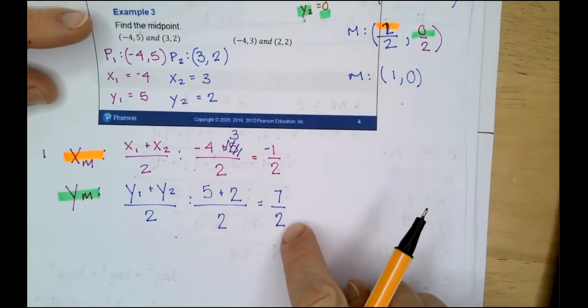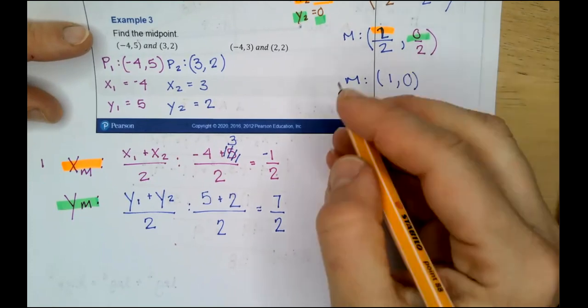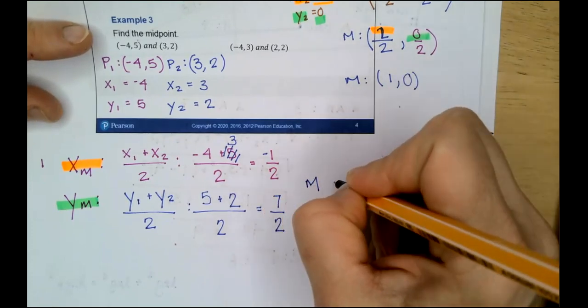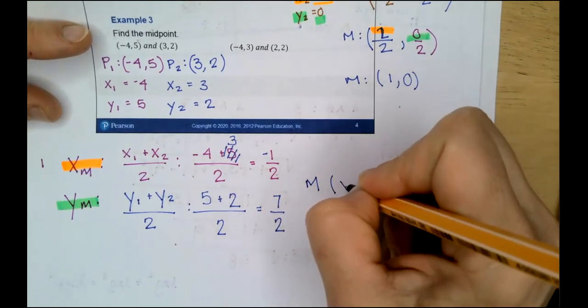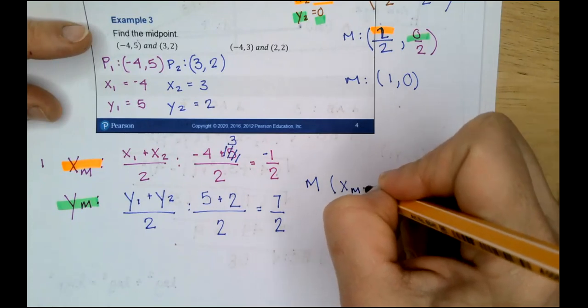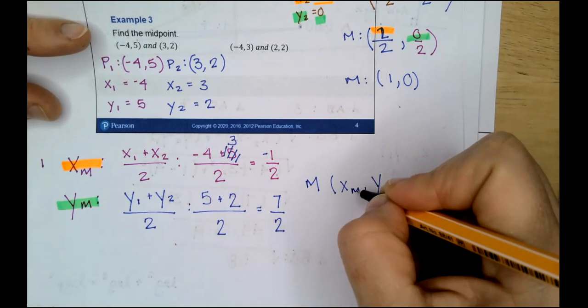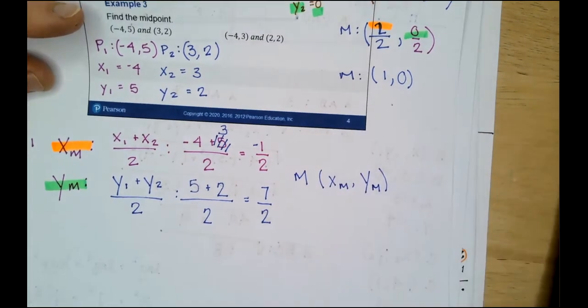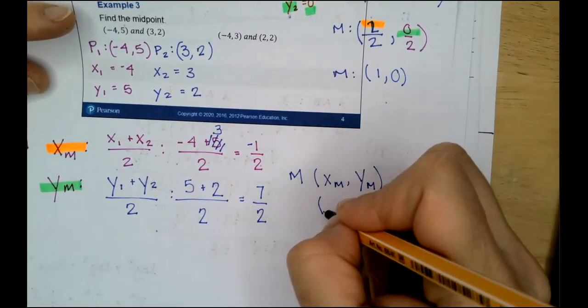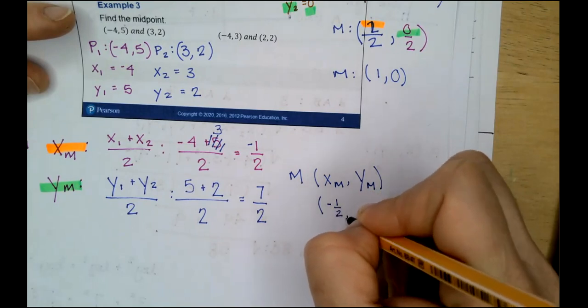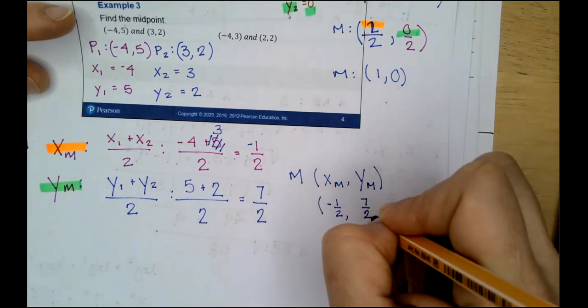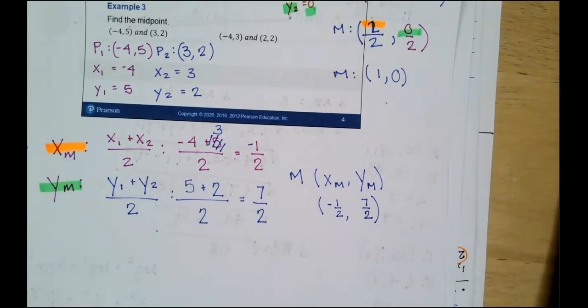So what that needs to become now is a point like this one. Our midpoint is going to be the x value of my midpoint, comma, y value of my midpoint. So that's going to be -1/2 followed by 7/2. I put this into Desmos, so I'm going to show you by sharing my screen.